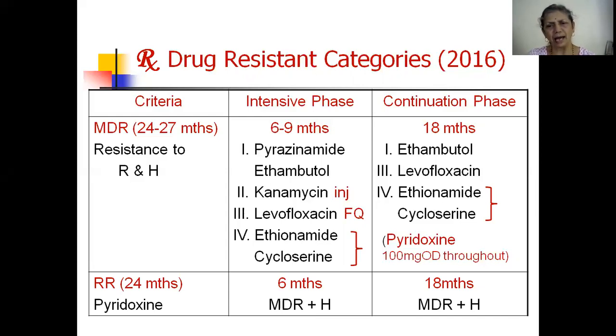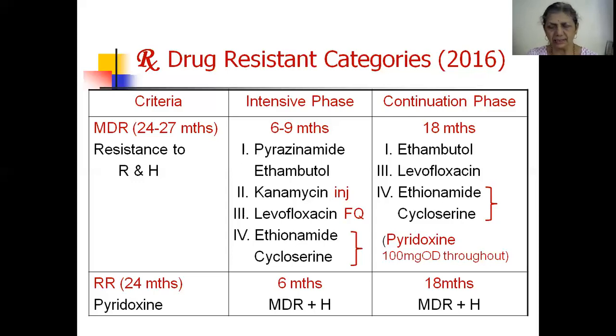Only thing, we add INH because it is still working. So all the above 6 drugs plus INH in the initial intensive phase, all the 4 above drugs plus INH for the continuation phase of 18 months, along with, of course, pyridoxine 100 milligrams once a day throughout the regimen. So this is the prolonged treatment required when there is a resistance to rifampicin.